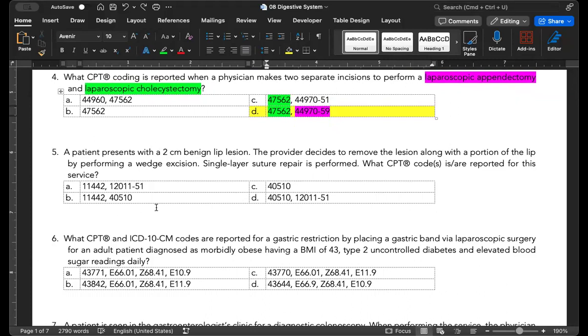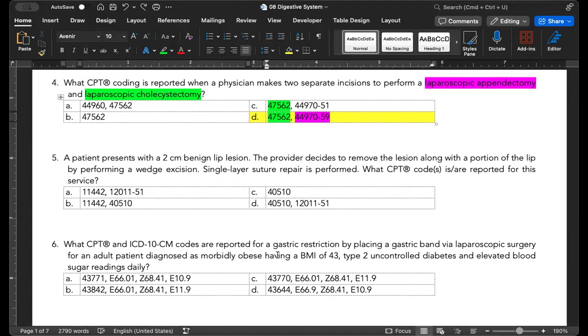Let's look at number 5. So number 5, we have a patient who presents with a 2 centimeter benign lip lesion. The provider decides to remove the lesion along with a portion of the lip by performing a wedge excision. A single layer suture is then performed. So what CPT code or codes should we report?